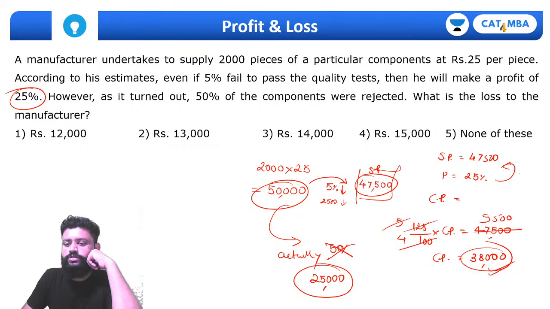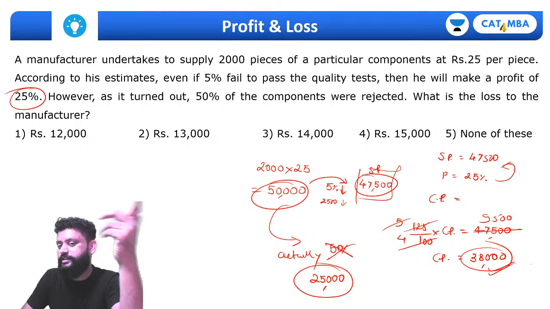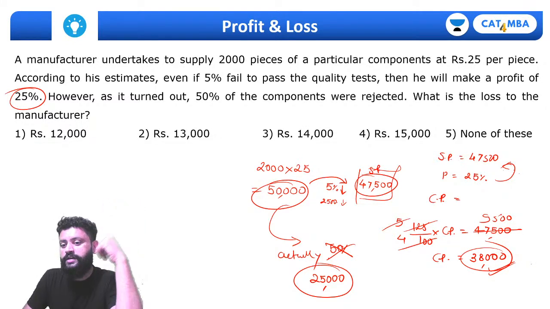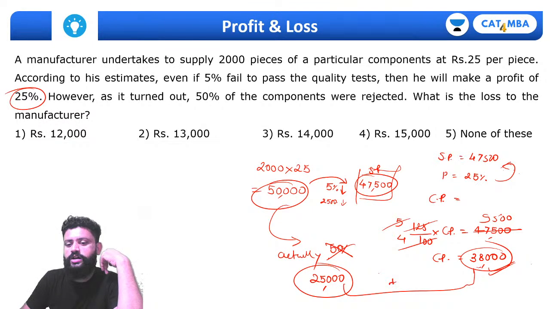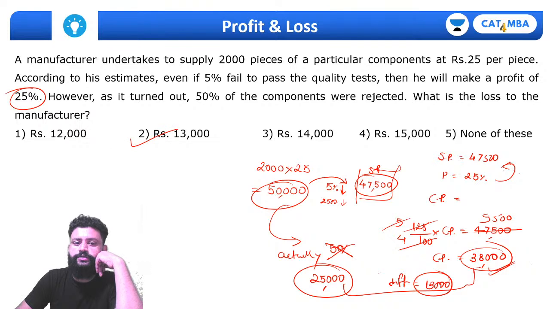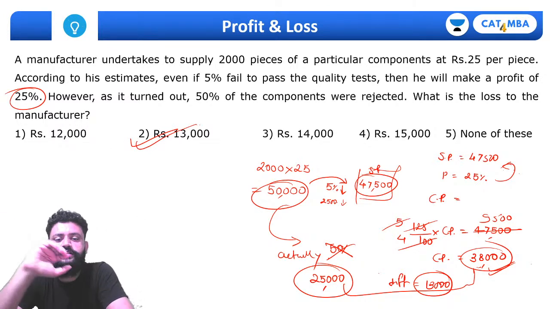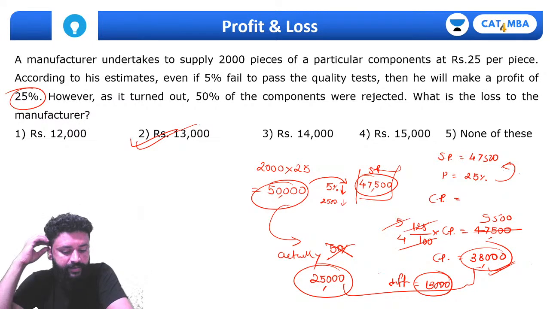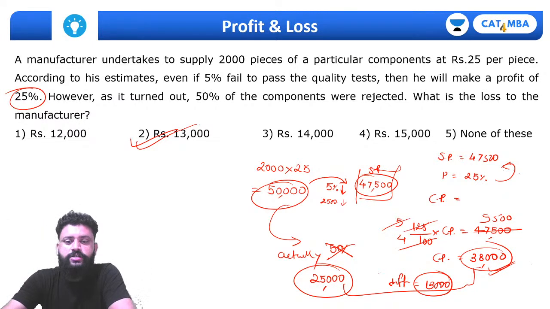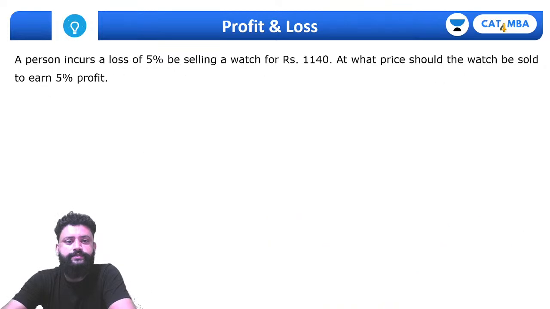So 38,000 तो cost था, but 47,500 तो selling price था, वहाँ तो profit हो रहा था. Loss कितना हुआ, 38,000 minus 25,000. So this difference is the loss amount. That's what we are supposed to calculate. It is 13,000 rupees. That is answer option 2. Really interesting questions. Just a calculation stuff, you can say. Okay, let's go ahead with the next question.